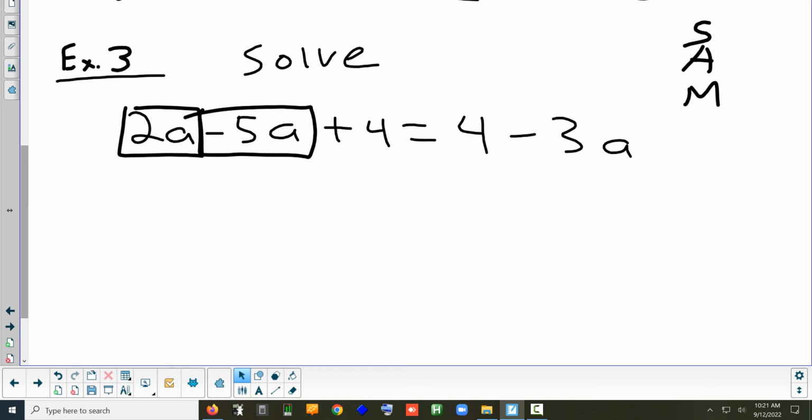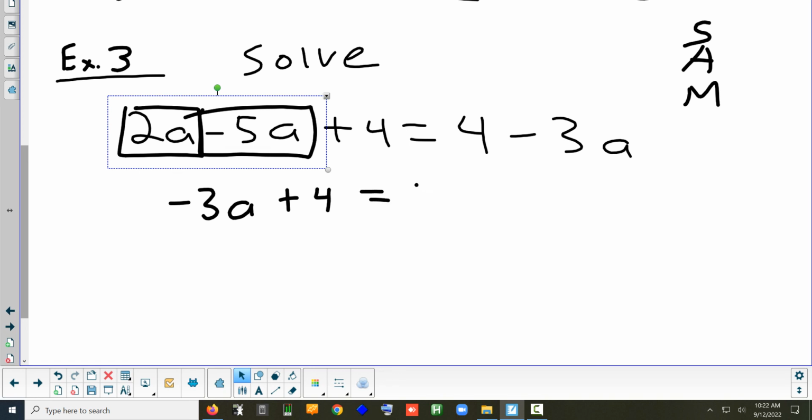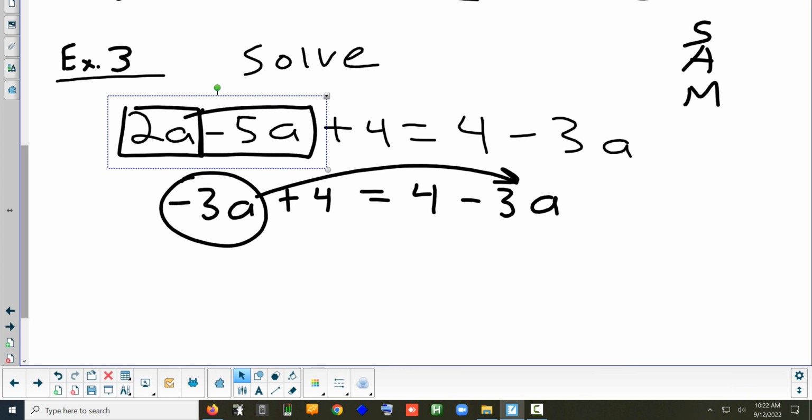All right. Micah, if I combine 2a and negative 5a, what is that going to be? Negative 3a. Good. And Micah, what do I do with the rest of this? Just bring it down. Good. Plus 4 equals 4 minus 3a. Now we want to get all the a's on the same side. Let's say we wanted to move this one over there. This is the addition and subtraction step. Okay, we're done with simplifying.